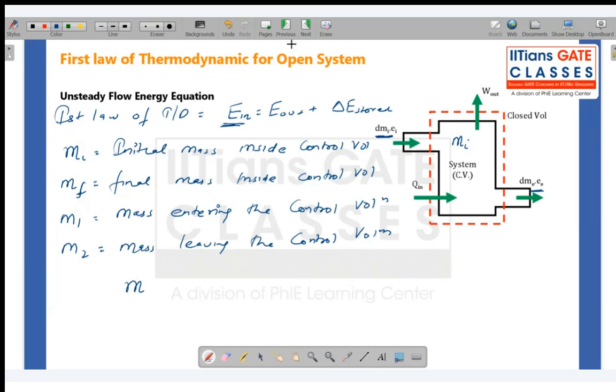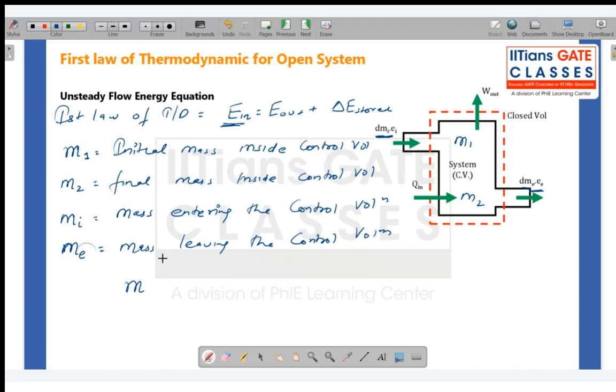Just 1 second, excuse me, I have messed up with the conventions. Mi we are always taking as mass entering the control volume. M exit, we are taking as mass leaving the control volume. M1 is the initial mass inside the control volume, and M2 is the final mass. This much is clear or not? It is just convention, and it is very important, because you will get confused. Everyone, is it clear? I'm already warning you, that's why I want to make sure it's very clear.